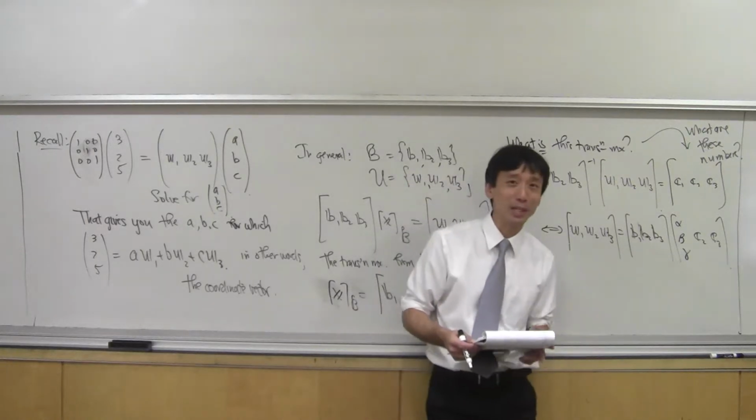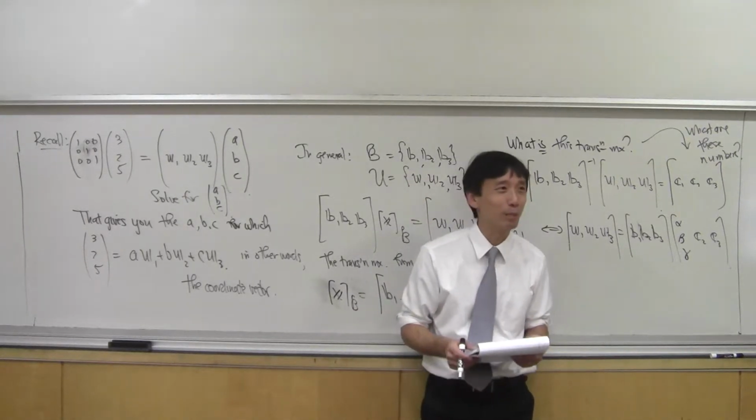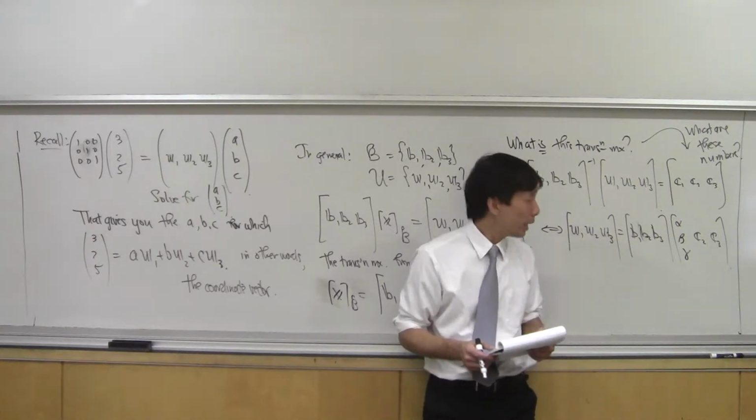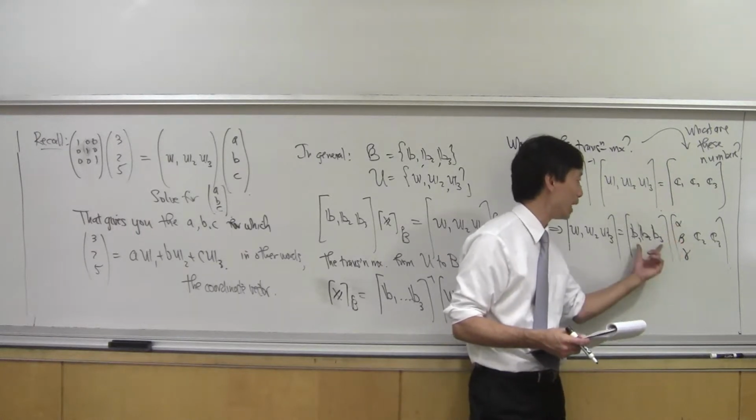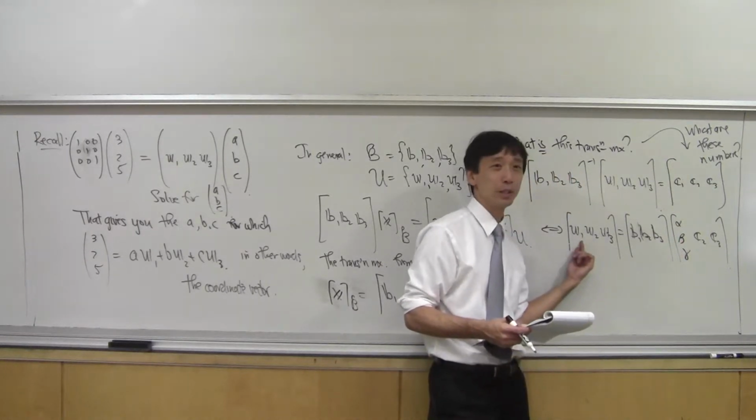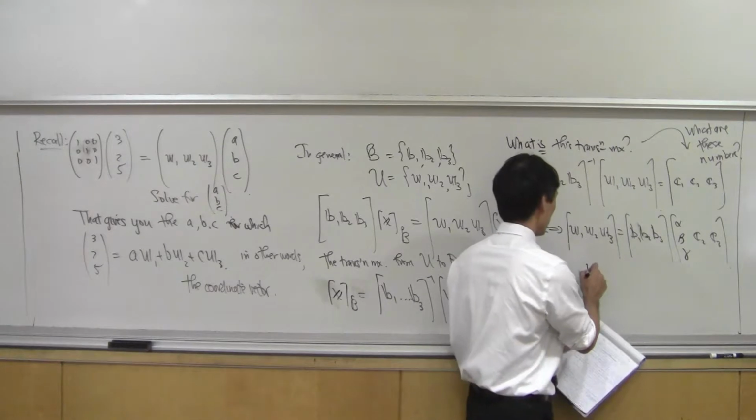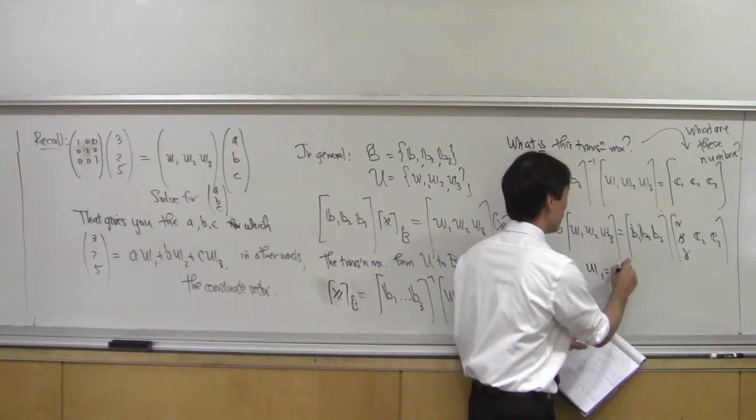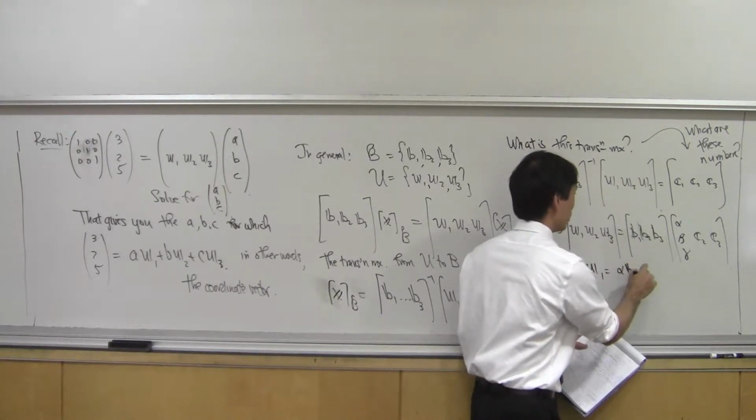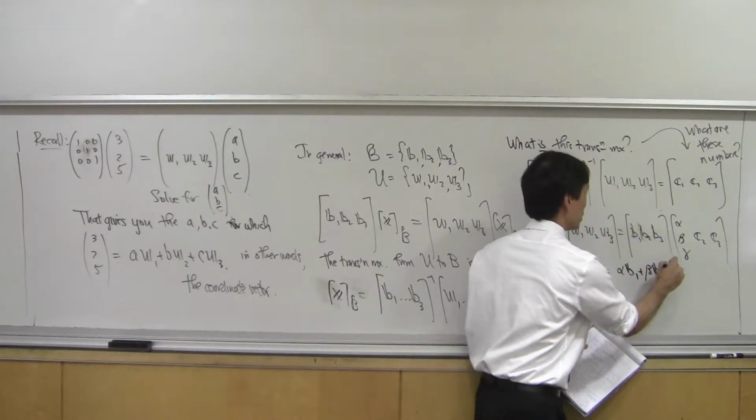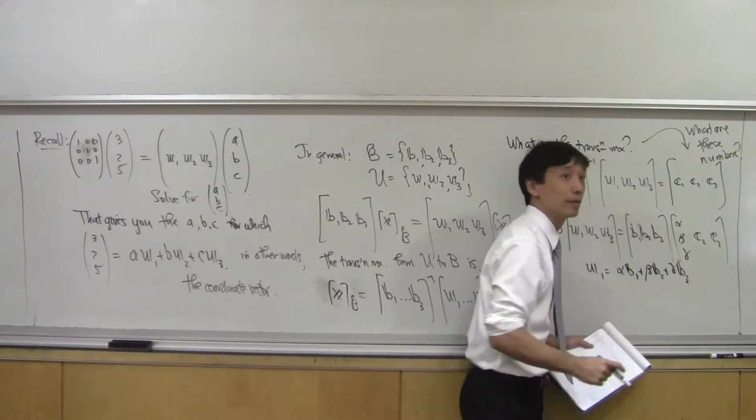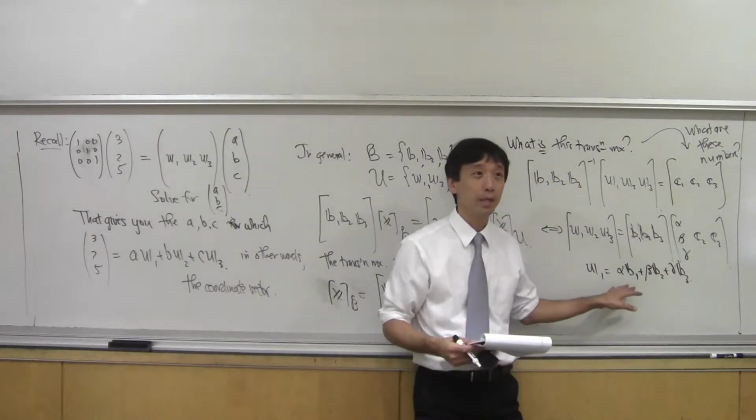I don't know if anybody's going to get this, but if you do, I'll be impressed. Mariah. They're just like the coefficients for B to get to U. Yeah, the coefficients to combine the b's to get to u. In other words, u1 is alpha b1 plus beta b2 plus gamma b3. Exactly.